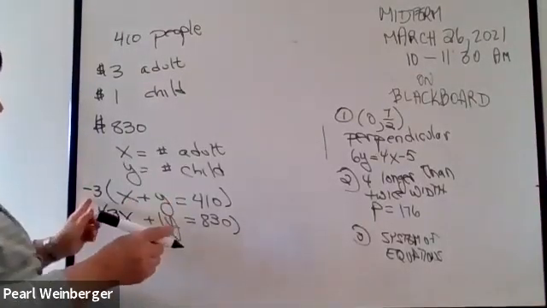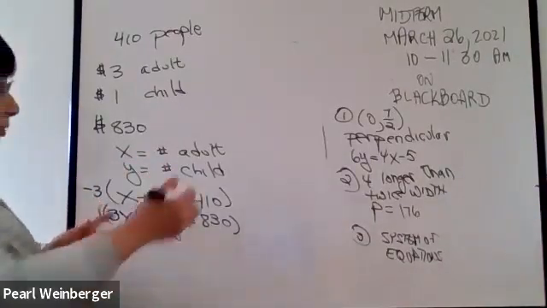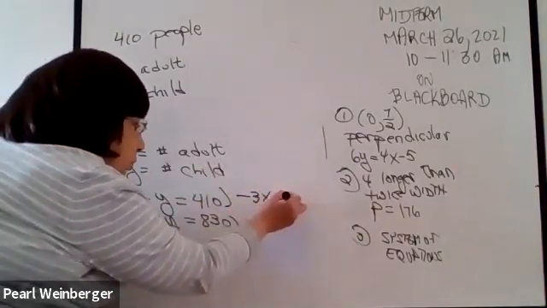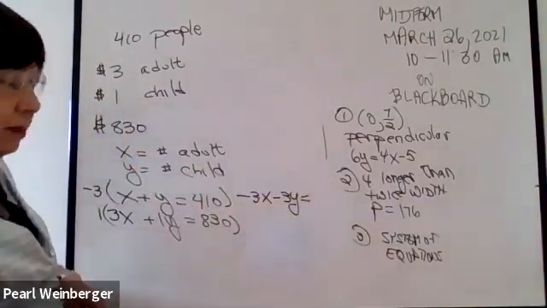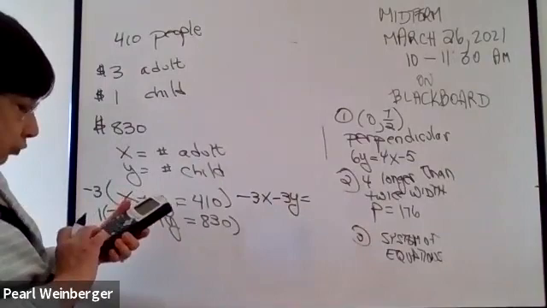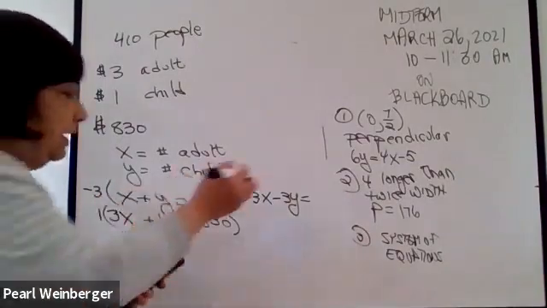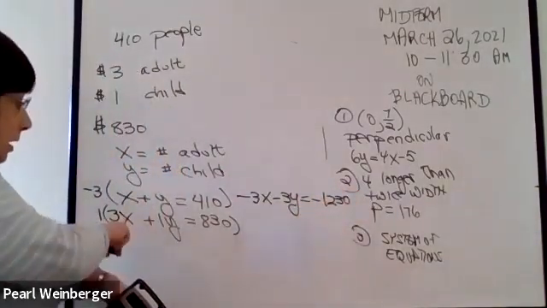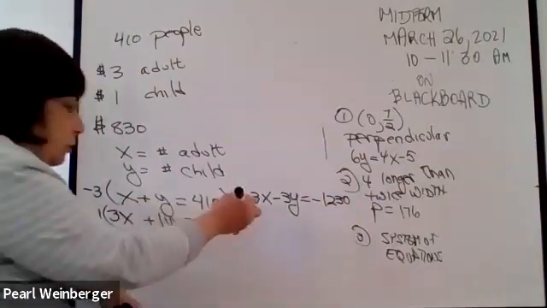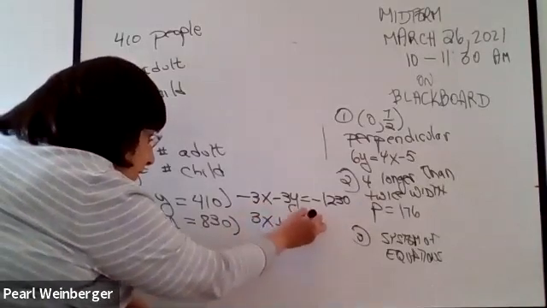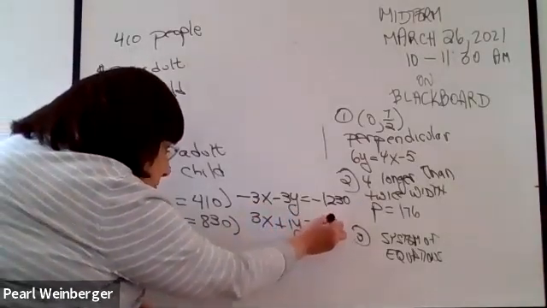Okay, so let's see what we get from here. I'm multiplying the top equation by -3. That'll give me -3x minus 3y equals, okay, here's my calculator, -3 times 410. I know I could do it in my head, but I don't have to. And I get -1230. And the bottom, I'm just multiplying by 1, so that becomes 3x plus 1y equals 830. It doesn't change at all.